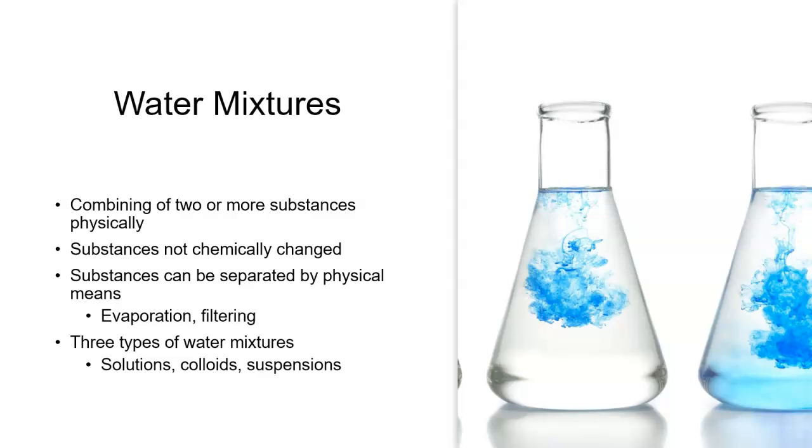Mixtures are formed when we combine or mix two or more different substances. The defining features of mixtures are that the substances that are mixed are not chemically changed, and the substances in the mixture can be separated out by physical means like evaporation or filtering. Now we categorize mixtures into three different types: suspensions, colloids, and solutions.